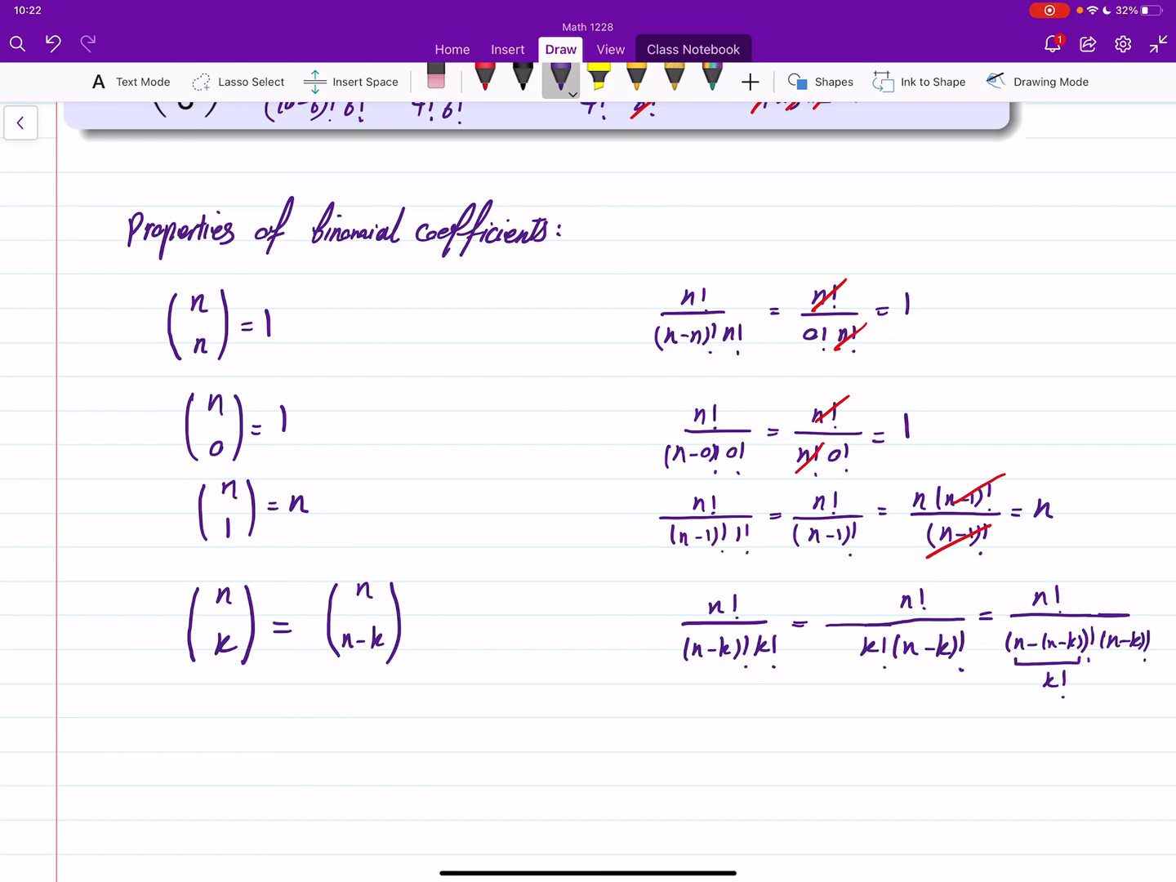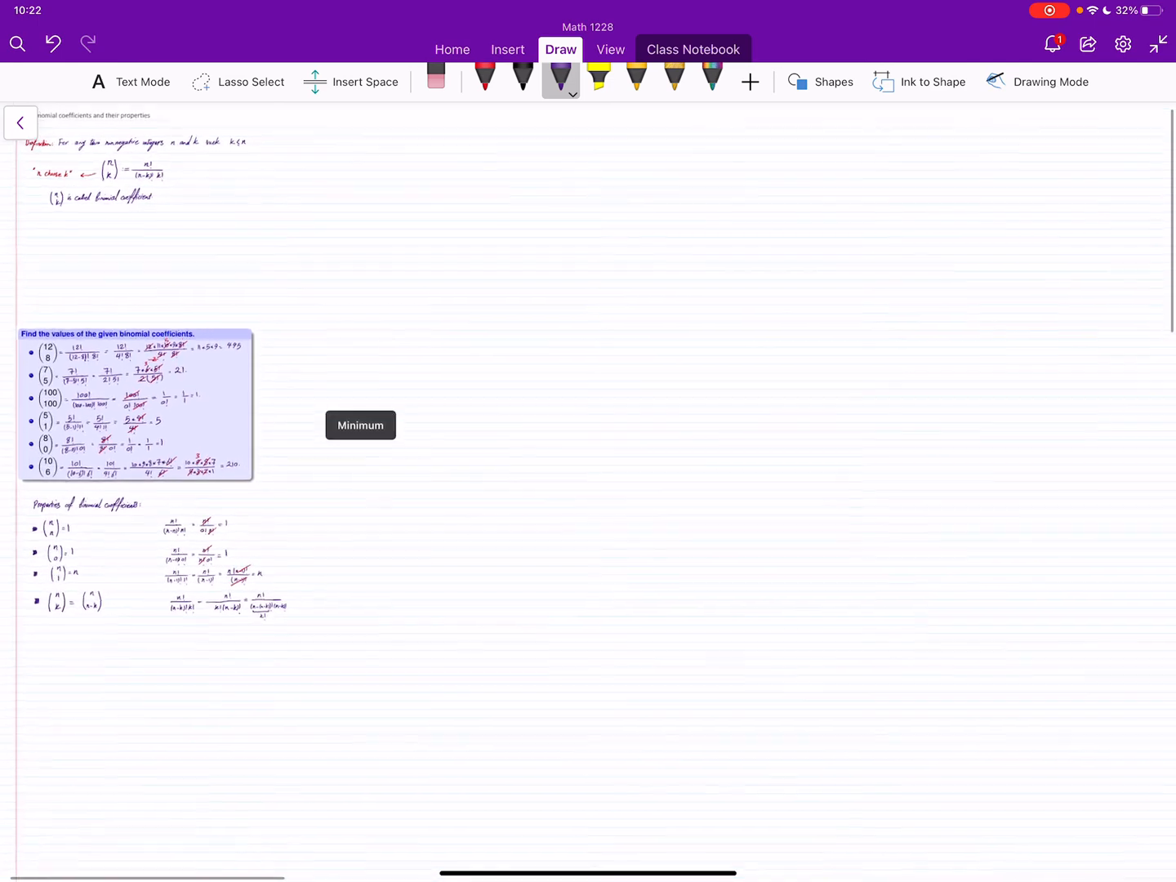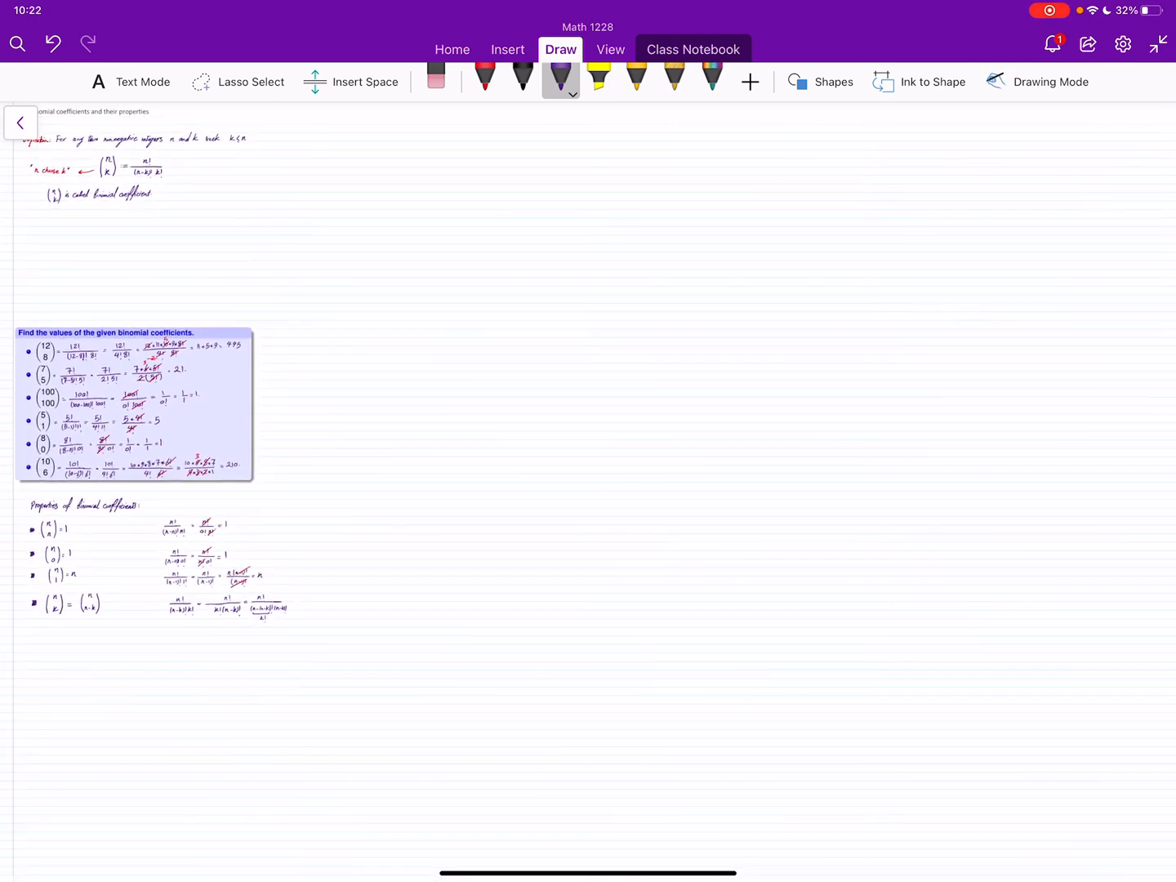Those are the properties. We will come back to these properties later when we learn more about binomial coefficients, and we will prove them in different ways. So you have to know the binomial coefficients, you have to be able to evaluate these things, and know the properties.